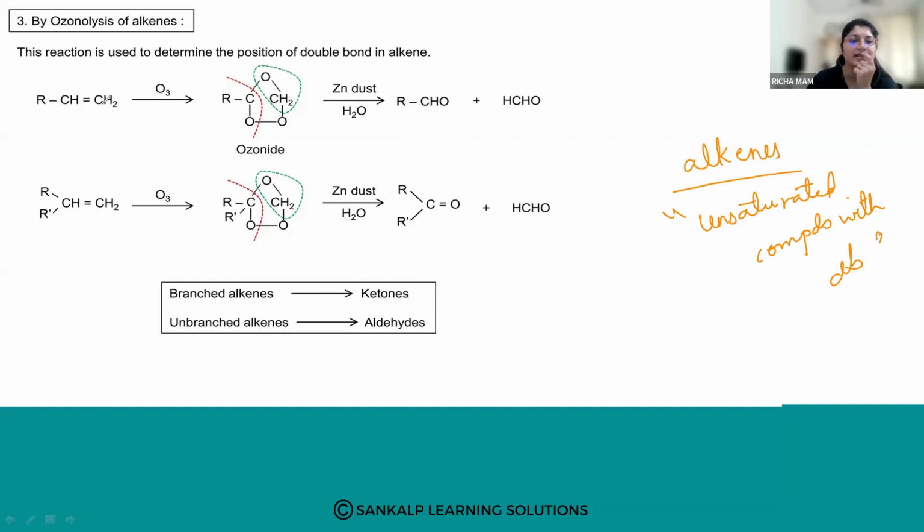So RCH=CH2, you add an ozone molecule. How will you obtain it? RC, then OCH2, and O. So we added an ozone molecule. Now this formation of such a compound, this intermediate, whatever is formed, is called an ozonide.